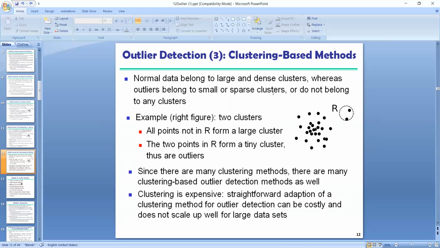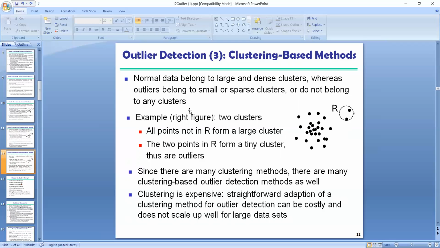So normal data belong to large and dense clusters, whereas outliers belong to small or sparse clusters, or do not belong to any cluster. Again, the same example. Here we can consider this as a cluster with a normal behavior, but these two are apart from all these things. So it is a separate behavior it is showing. So all points not in R form a large cluster. So we can consider R as a tiny cluster and we can call it an outlier.